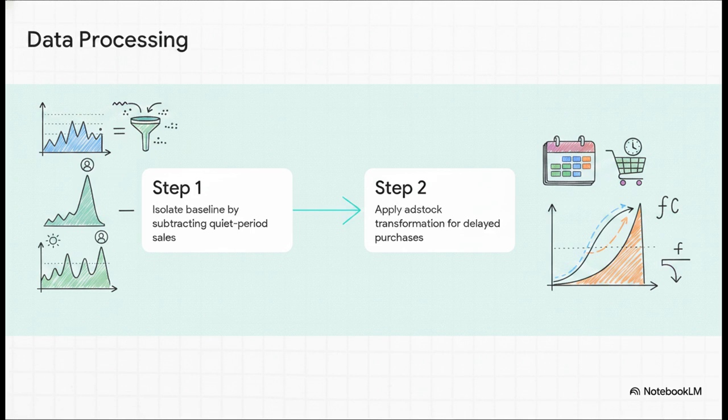Second, and this is clever, they apply what math folks call an ad stock transformation. Really, that's just a fancy way of using a decay factor to account for delayed purchases. For example, say a customer watches an influencer video on a Tuesday, but they wait until payday on the weekend to actually buy it. This ad stock transformation aligns that delayed traffic perfectly.